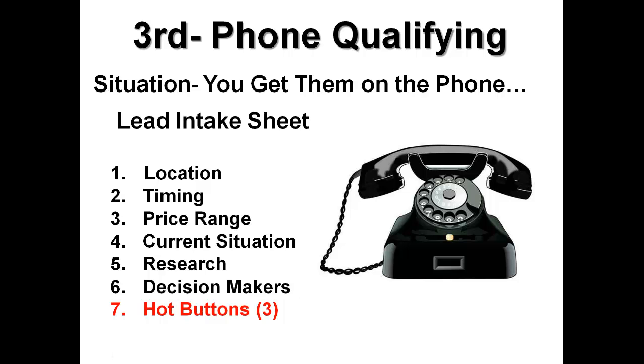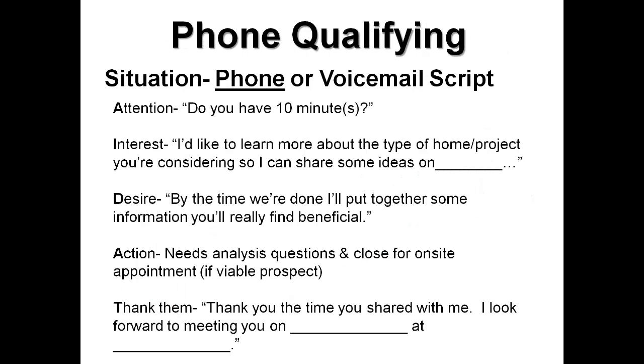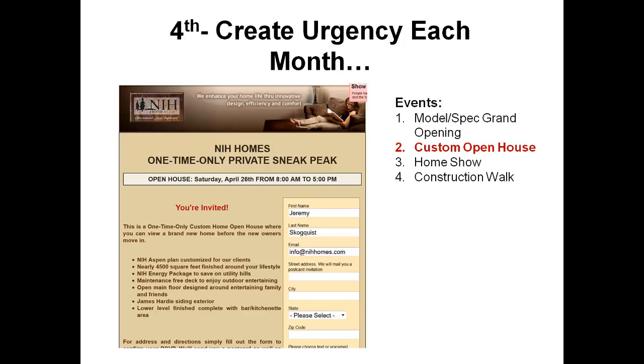Once I get them on the phone, I'm going to qualify them using the seven areas of qualification, location through hot buttons here. The hot buttons part of it is very important. I'm going to make sure I understand the three things that are most important to this type of prospect. When I talk to them on the phone, I'll get their attention again, build their interest, and create desire. I ask them to take action, and that action would be the next step in my sales process, assuming they are a viable prospect. And of course, I'll thank them for the time they shared with me.